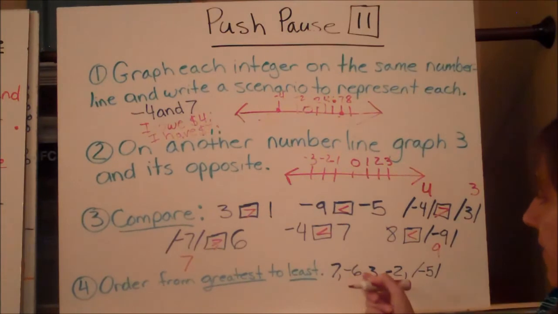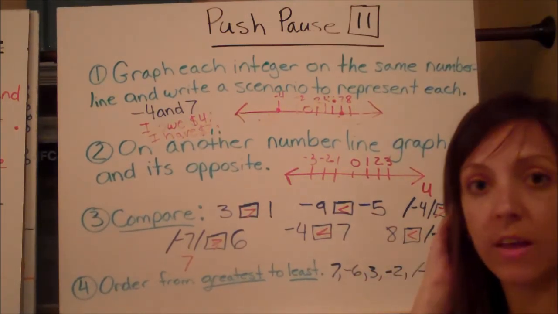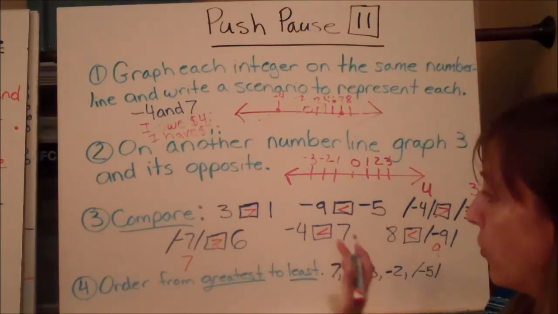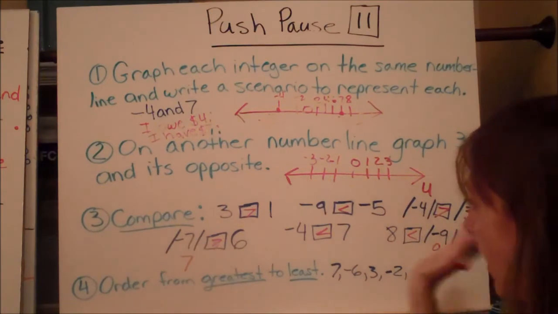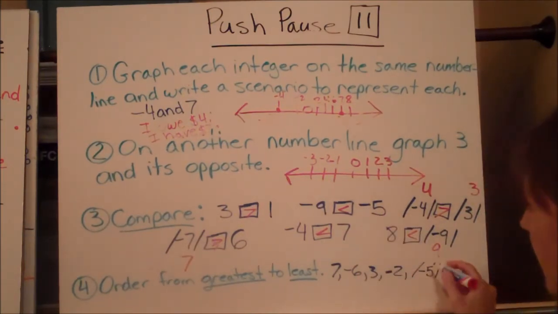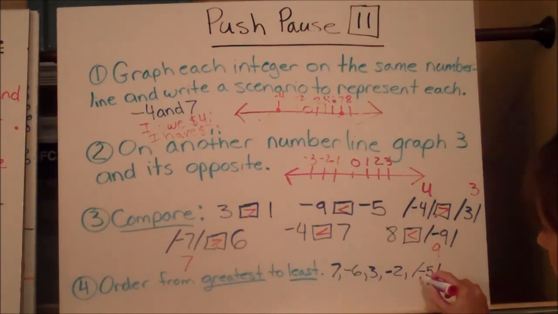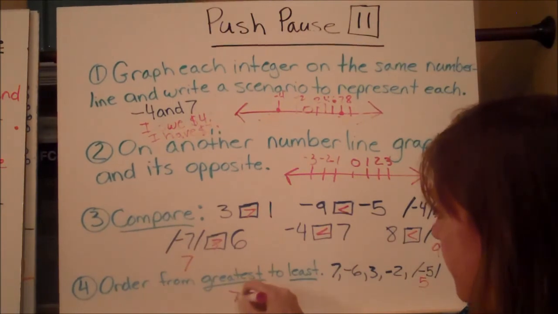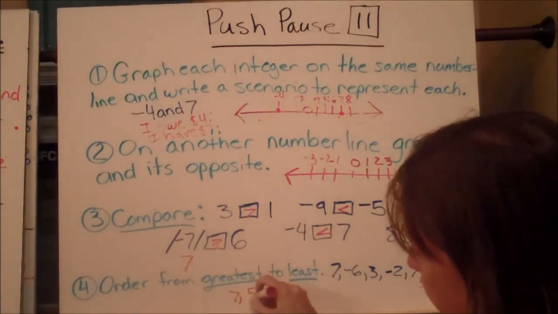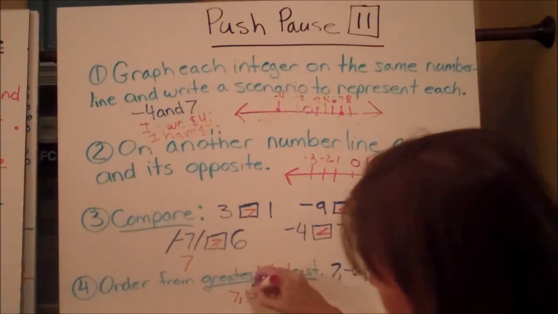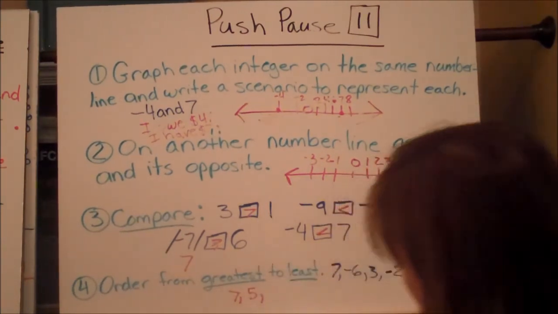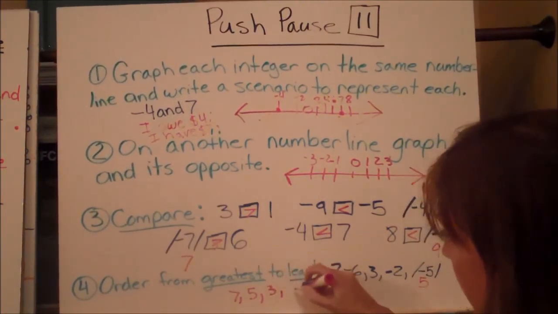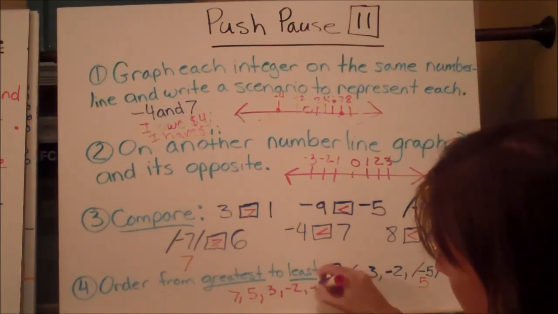Order from greatest to least. 7, negative 6, 3, negative 2, and the absolute value of negative 5. Again, I could draw out a number line. I want to look to see which one is farthest to the right, and that's going to be my greatest number. So I'm also going to go ahead and write out the absolute value of negative 5 is 5. And farthest to my right would be 7, then 5, or the absolute value of negative 5, which is 5. And next I would say 3, negative 2, and negative 6.